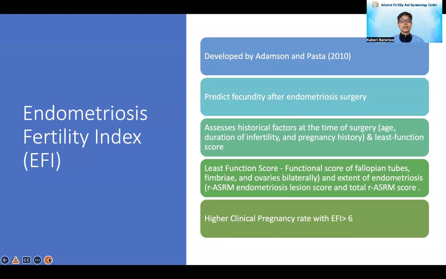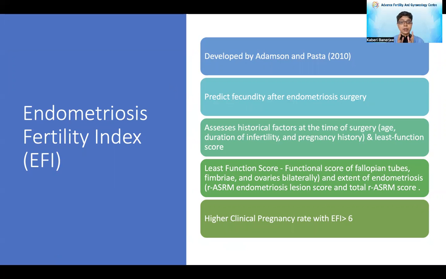Now, the endometriosis fertility index scoring was developed by Adamson and Pasta, and he said that sometimes there may be severe endometriosis on laparoscopy, but the patient conceives easily, naturally. But there may be mild disease and the patient does not conceive. So just the ASRM scoring is not good enough.